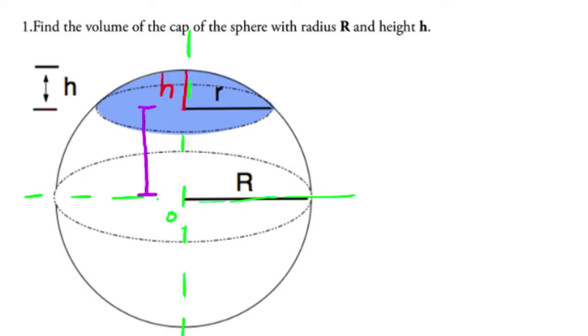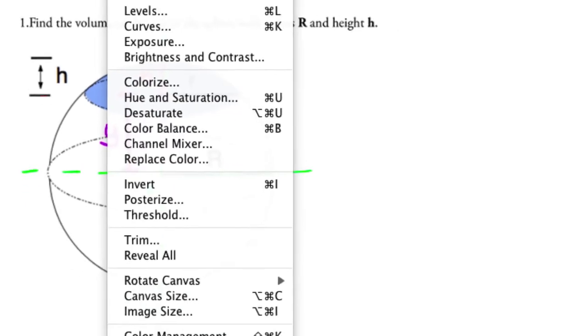So what that means is that the distance from the x-axis to the infinitely thin slice of water. I said water because it's blue, but anyways, you know what I mean. So a slice of the cap is a circle, and it's going to be located at the position y.